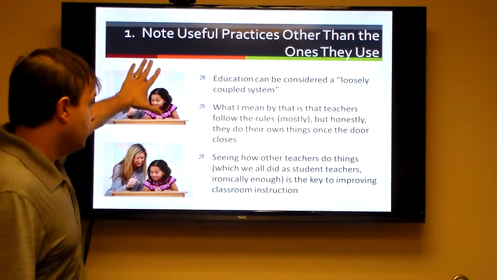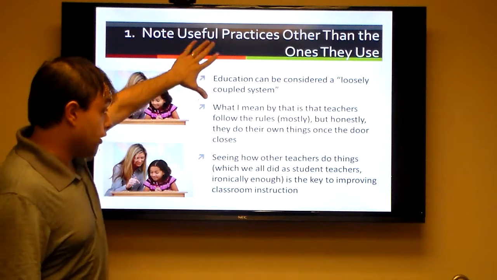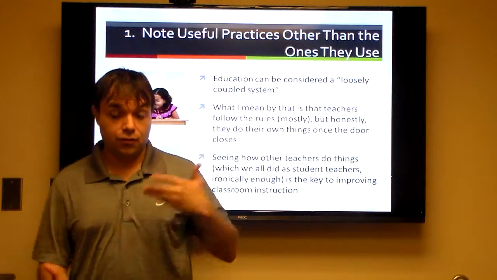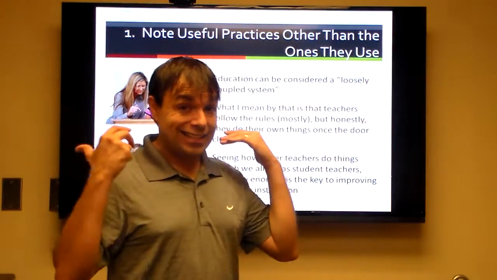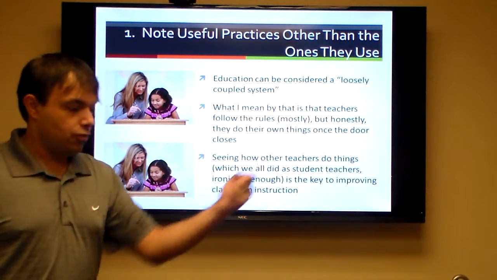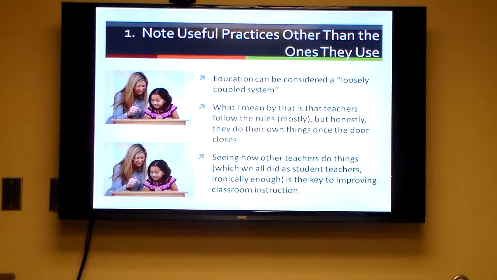You've heard me say education is a loosely coupled system. It is the #1 thing that I say in any org theory class. It's from Weick, 1976. It's the biggest idea that you're going to come up with. Teachers follow the rules, but as soon as that door closes, the teachers are more likely to do their own things. Seeing how other teachers do other things can help improve our instruction. We did it as student teachers. Why can't we do it now in professional positions? And if we can do it, we can improve classroom instruction.